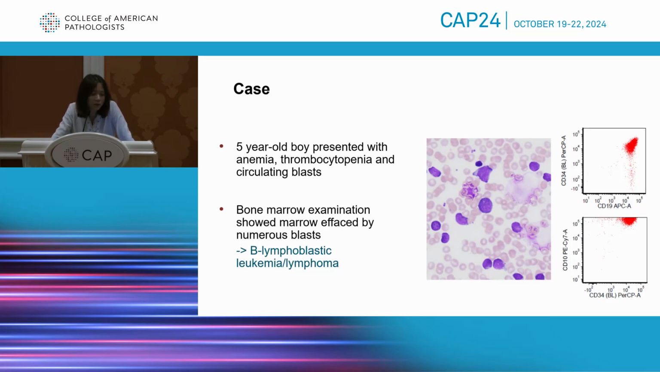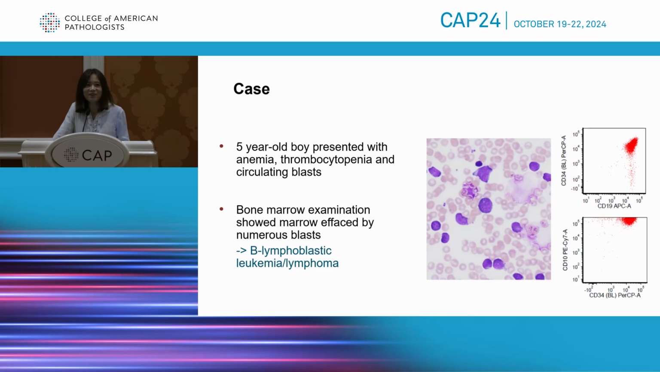When they did a bone marrow, the marrow was effaced by numerous blasts. That's what you can see in the middle part of the slide. The flow was done. As you can see, it was positive for the immature marker CD34. It is strongly positive for CD19 and strongly positive for CD10. That's very bright, and as you all know, that's a very common aberrancy for B-ALL. The blasts were negative for MPO, and also negative for surface and cytoplasmic CD3. So we rendered a diagnosis of B lymphoblastic leukemia/lymphoma.